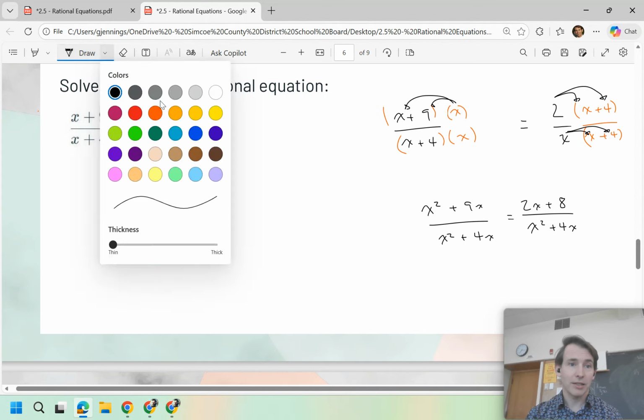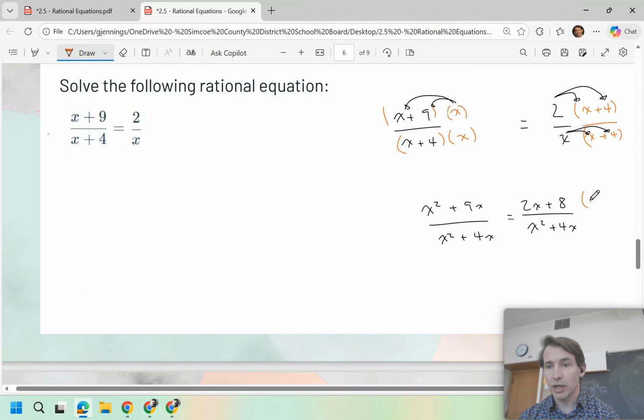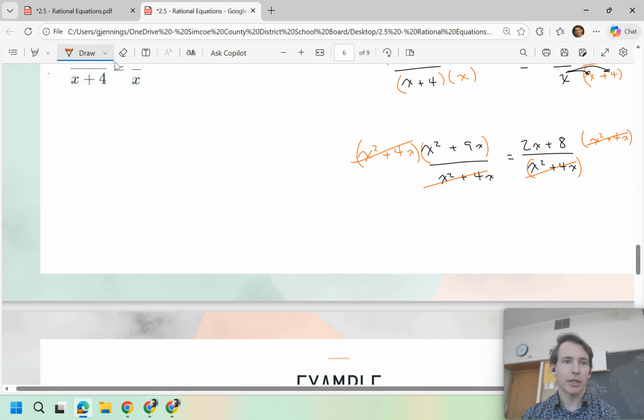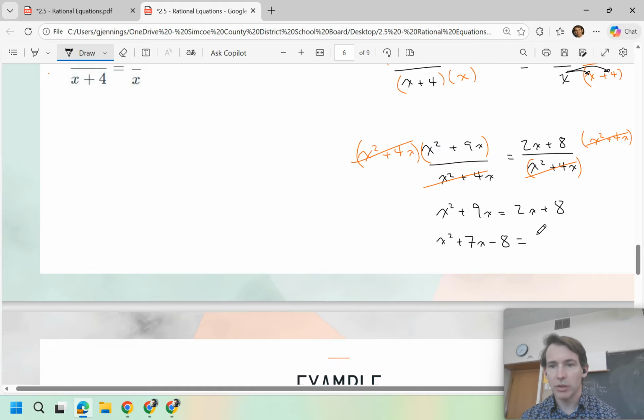Then, you guessed it, we're going to multiply both sides by x squared plus 4x. That will eliminate our denominator on that side. And if we do that over here, multiplied by x squared plus 4x, it eliminates the denominator on that side. What a delight. Then we get the much tidier, much more grade 10 equation that we can then solve. X squared plus 9x equals 2x plus 8. In other words, x squared plus 7x minus 8 equals 0.